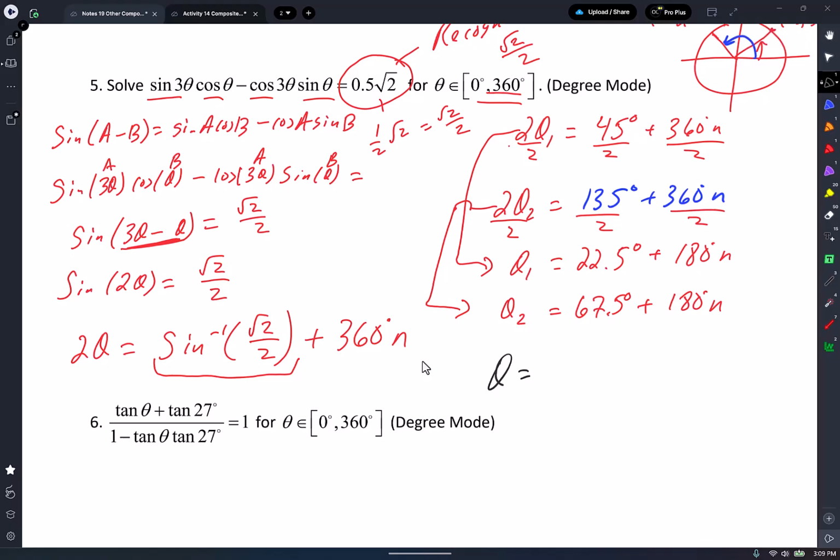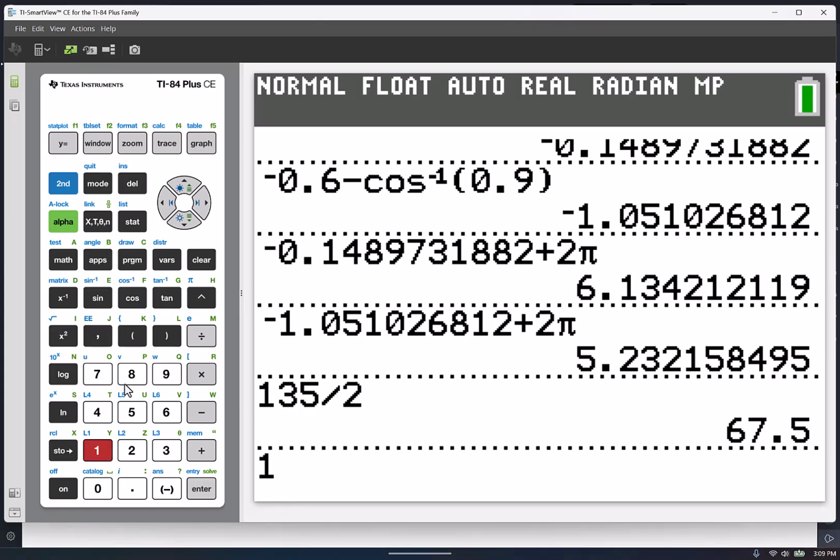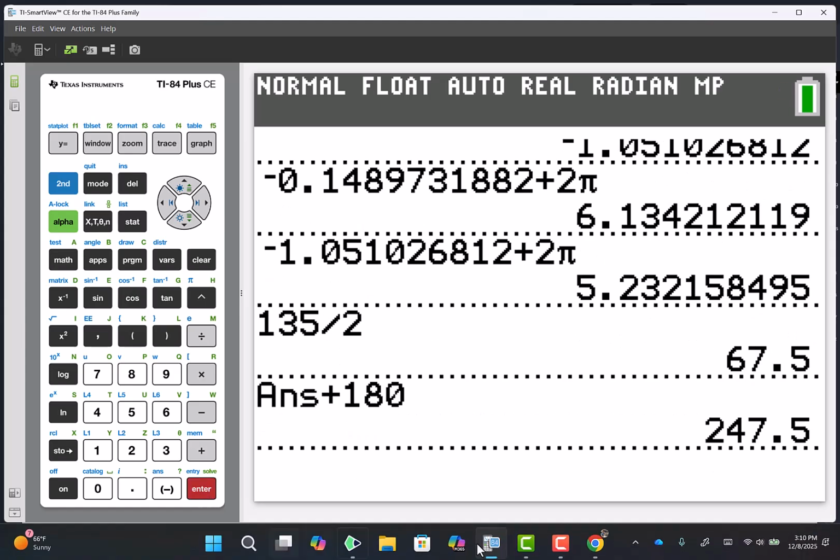Theta equals, my first answer is 22.5. Put a degree symbol or else it's not a degree. Second answer. Third answer, they want all of them between 0 and 360. Add 180 to the 22.5. 202.5 degrees. And then the last answer, 180 plus 67.5, 247.5.